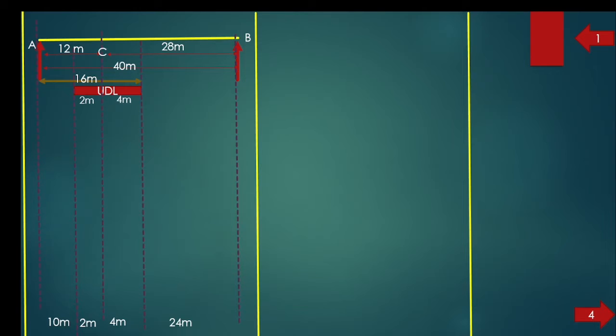So at that point, that force divides the section, divides the beam or the bridge. For this case, it's the bridge. It will divide this bridge into two sections: the section from A to C, and also the section from C to B.